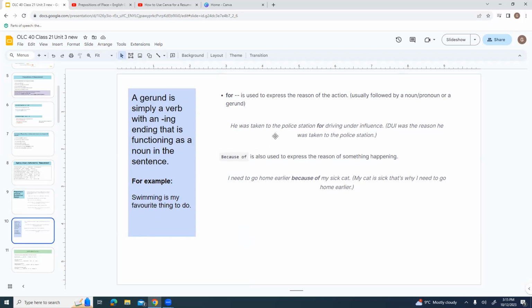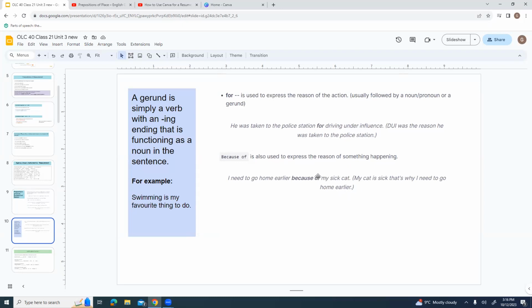For this sentence, he was taken to the police station for driving under influence. Driving under influence is a whole charge, so it's kind of a whole noun phrase there. Because of is also used to express the reason of something happening. I need to go home earlier because of my sick cat.